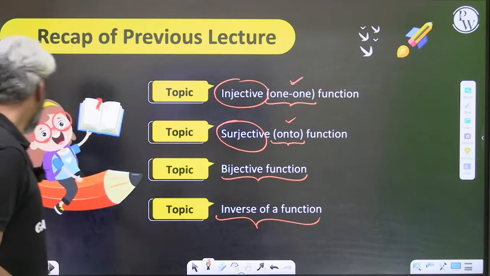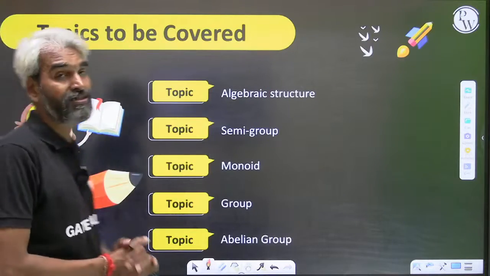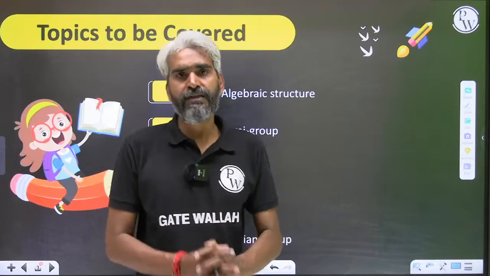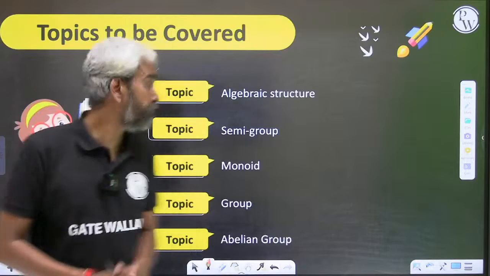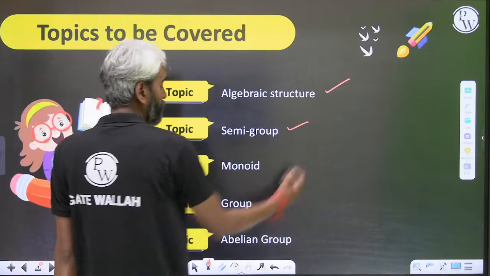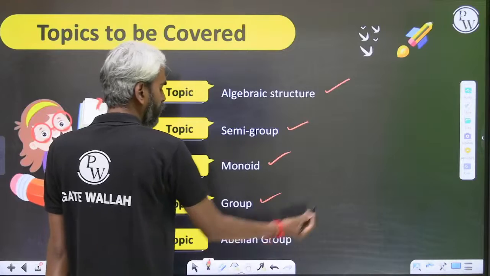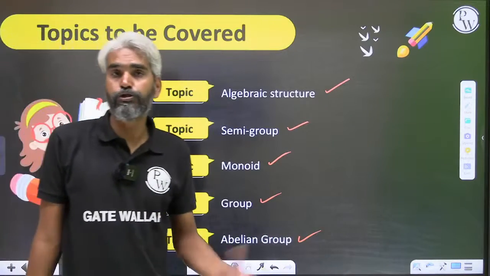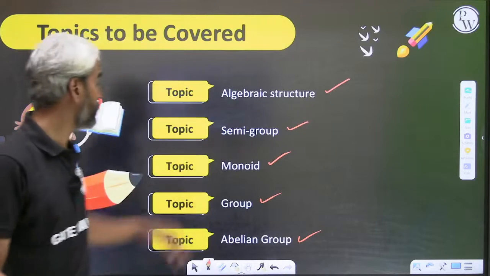Okay, so what are we going to discuss in today's session? Today's session is related to the concept of group theory. In this session, we are going to introduce the concept of group theory. So we'll try to understand what actually an algebraic structure is, what a semigroup is, what we mean by monoid, what we mean by group, and what we mean by Abelian group. And we will also try to solve some questions related to these concepts.